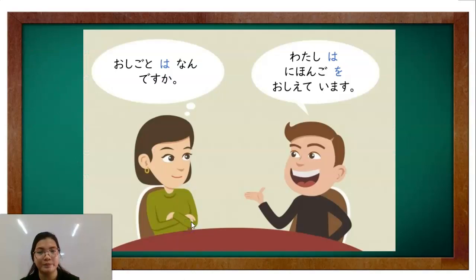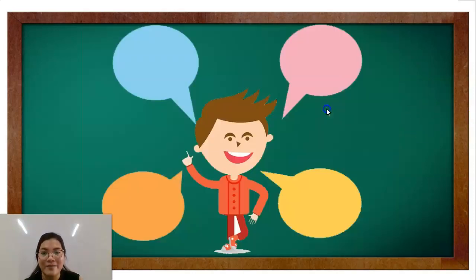For example, o shigoto wa nan desu ka? What's your job? Watashi wa nihongo o oshete imasu. I teach Japanese. Okay? So, since yung work mo, ginagawa mo siya every day, or mostly every day, you use verb te imasu. Okay? Another.